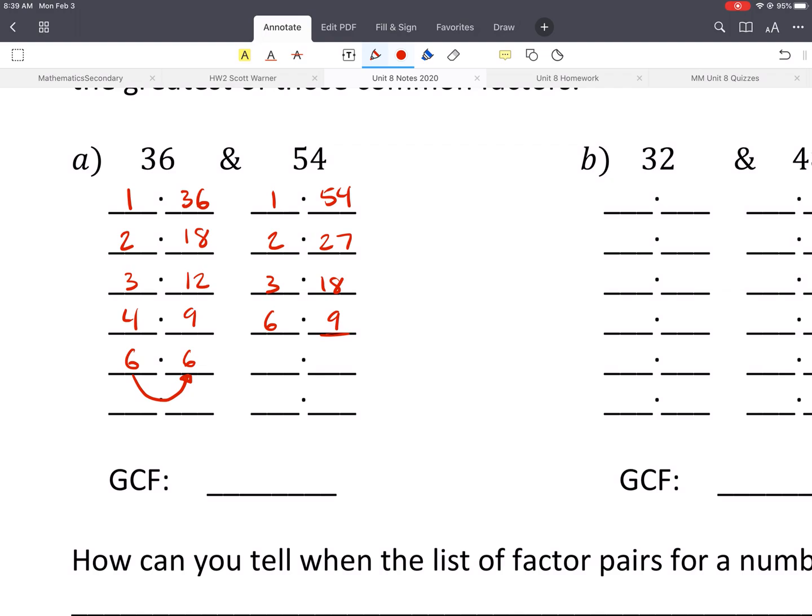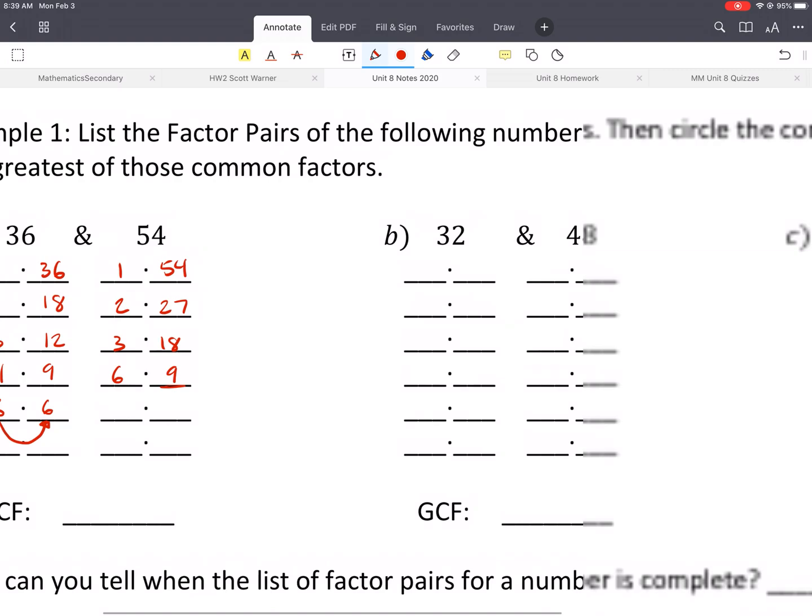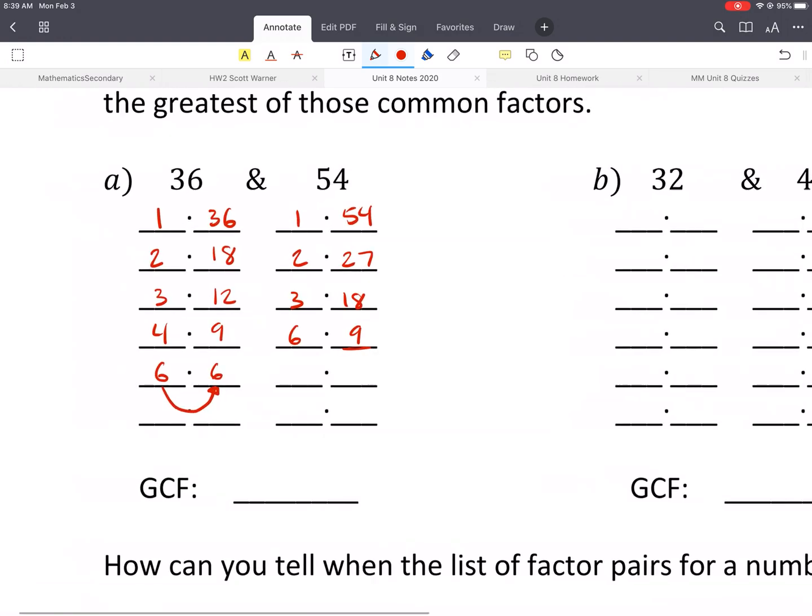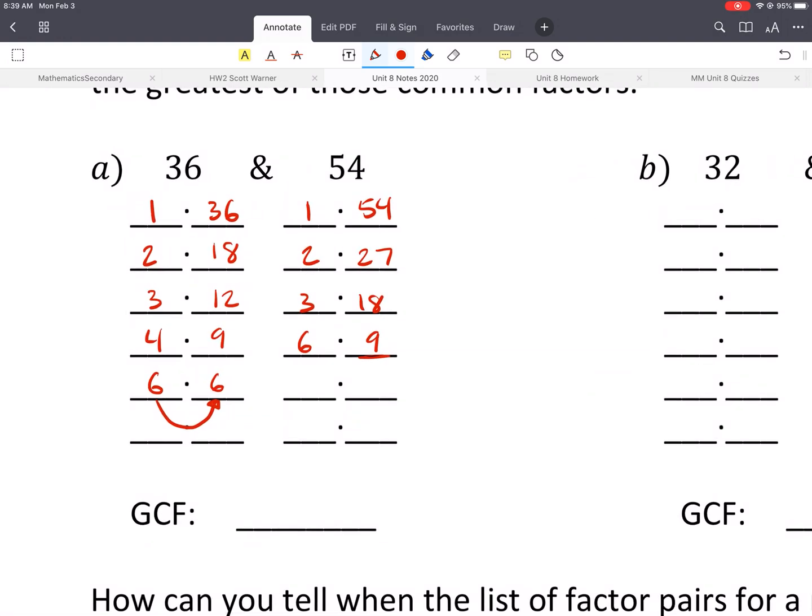All right, so the next thing it asks for is to circle the common factors. So here, 1 and 1, those are common factors. 2 and 2, 3 and 3, 4 is not in both of them. 6 is in both. 9 is in both. And 18 is in both.